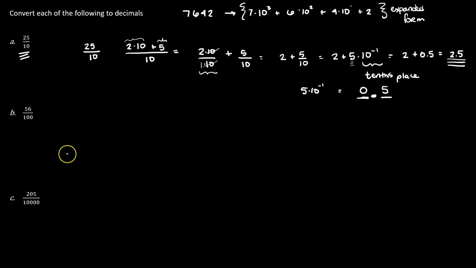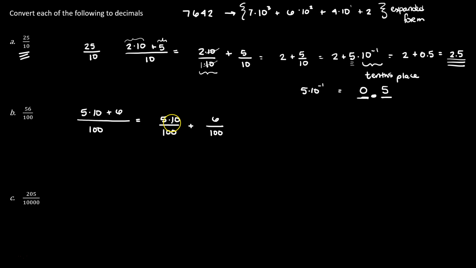Let's try another one. We have 56 over 100. So we'll start by writing 56 in expanded form, and then we'll put the denominator underneath that. And we're going to go ahead and separate our terms in the numerator. So 5 times 10 is one term, 6 is the other term. Each term is going to become its own fraction with the same denominator of 100. And then we're going to try and reduce anywhere we possibly can.